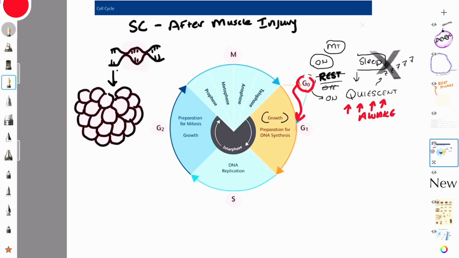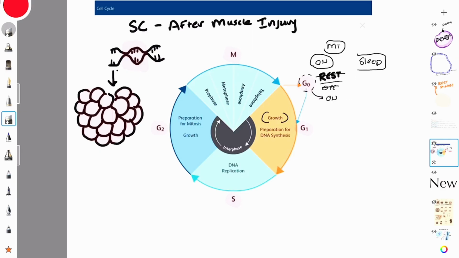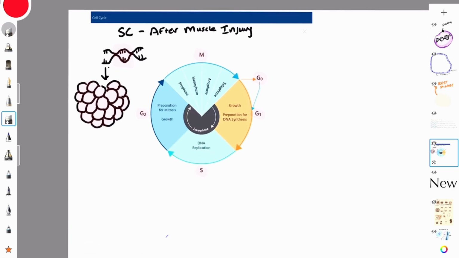Now, once they enter into the G1 phase, they're going to do a couple of things. The G1 phase is specifically designed for growth. So the satellite cells become active. They're no longer sleeping. Now they must undergo growth. And what they will start to do is grow in size, and grow in protein production.